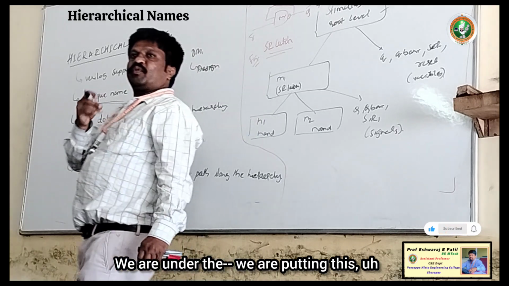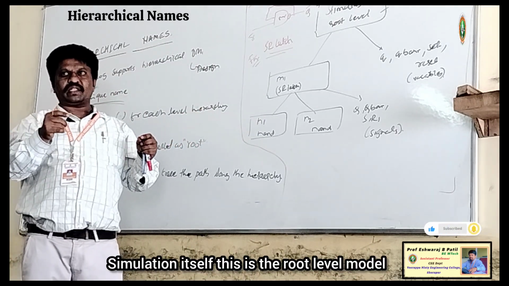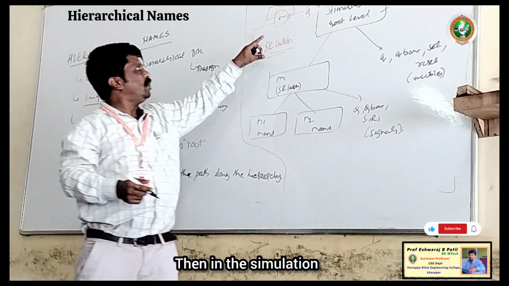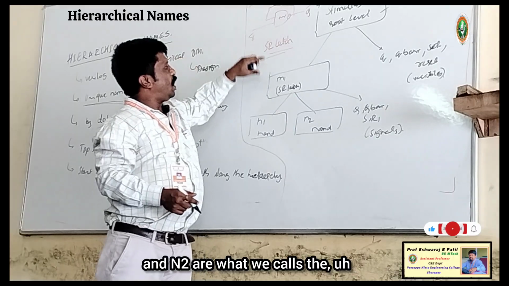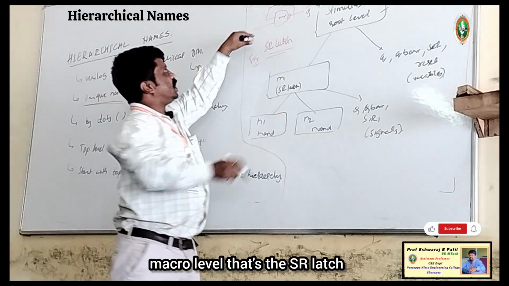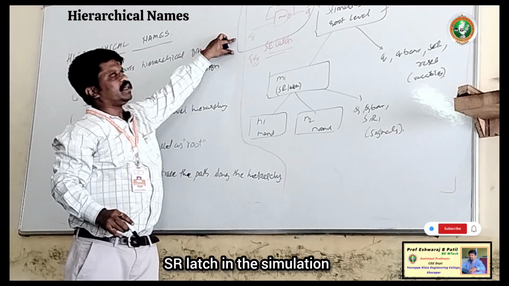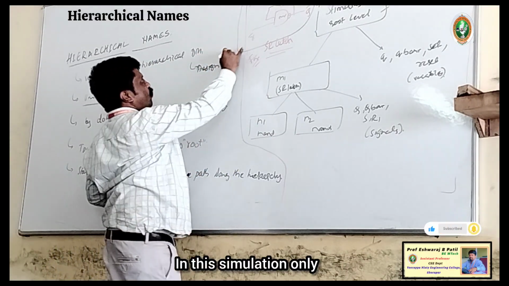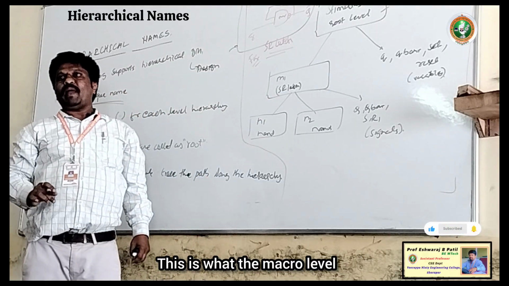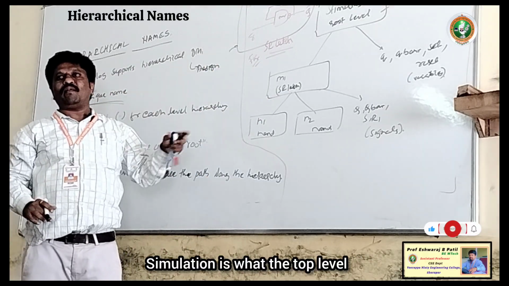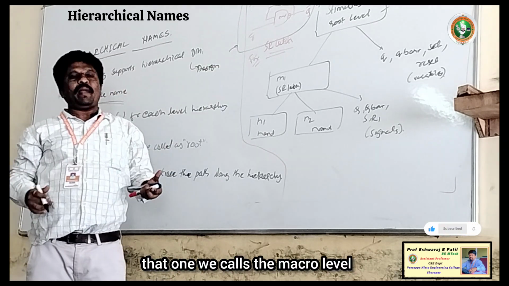We were putting this under the simulation. Simulation itself is the root level model. Then in this simulation, what we call N1 and N2, or the macro level, that's the SR latch. We are putting this SR latch in the simulation. In this simulation only, the SR latch is the macro level. Simulation is the top level. This complete SR latch we are putting in the simulation, that will be called the macro level.